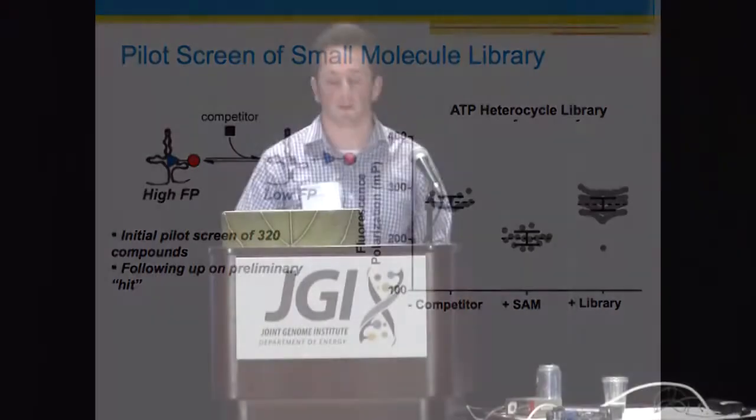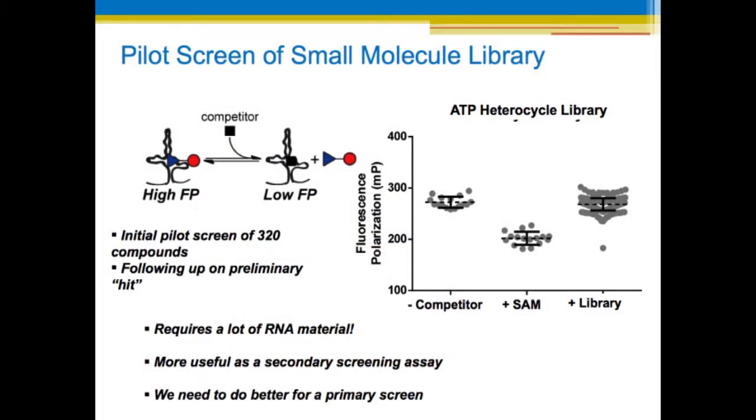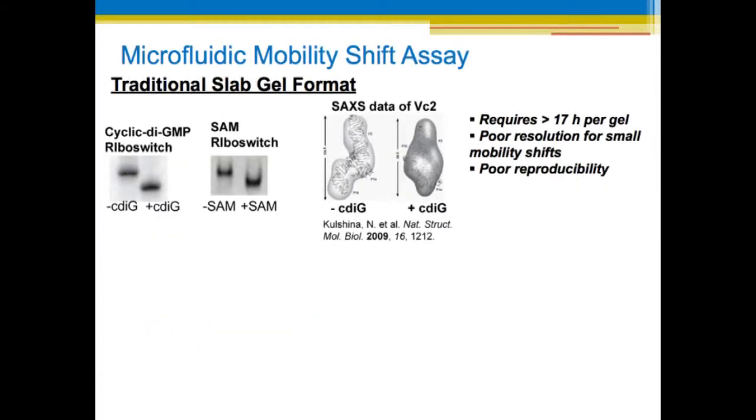But we quickly realized that this assay requires a lot of RNA material. And so this is okay for screening hundreds of compounds, but if we want to screen thousands of compounds against multiple RNA sequences, we need to do better. So we think that this FP assay actually will be well suited for a secondary validation screen, but we need to do a little bit better for a primary screening system.